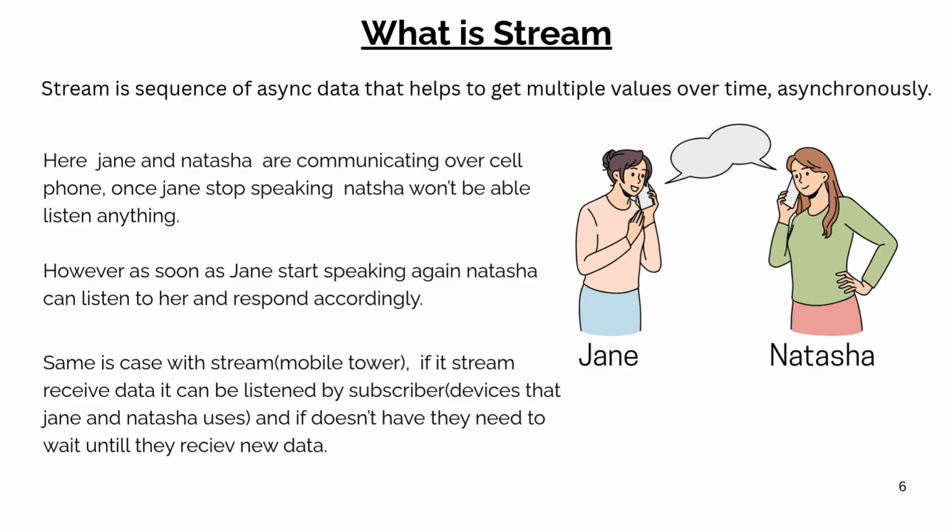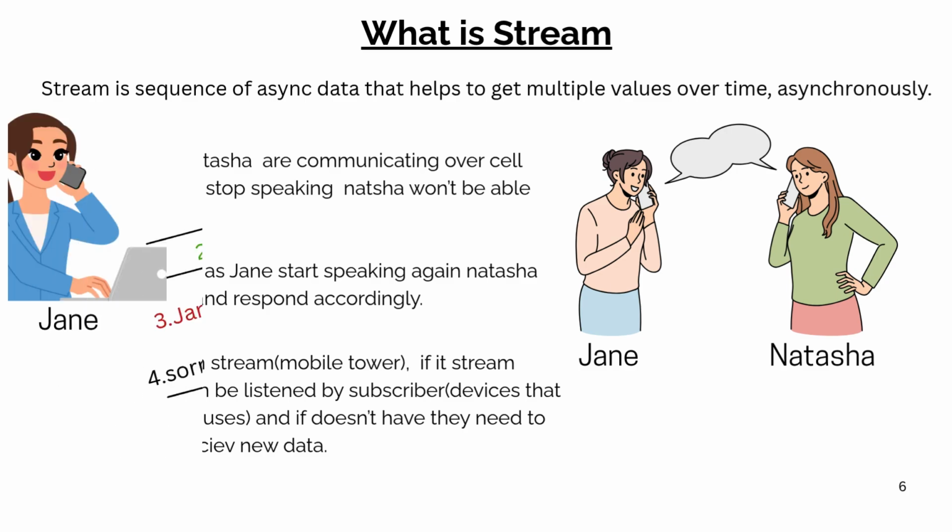A stream is a sequence of async data that helps to get multiple values over time asynchronously. Here, Jane and Natasha are communicating over a cell phone. Jane starts speaking, Natasha can listen to her and respond accordingly. However, once Jane stops speaking, Natasha won't be able to listen to anything.